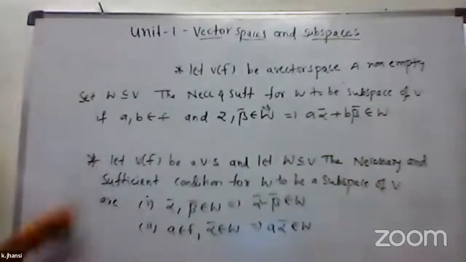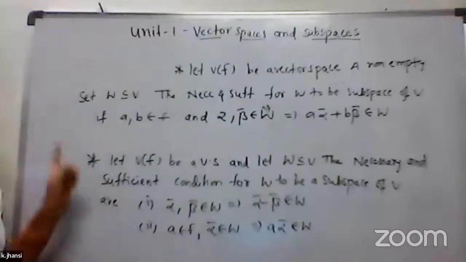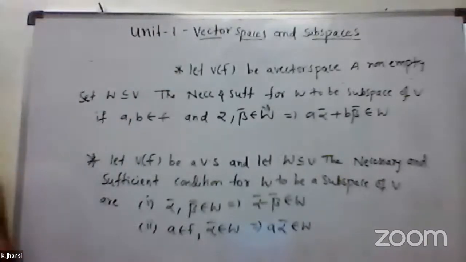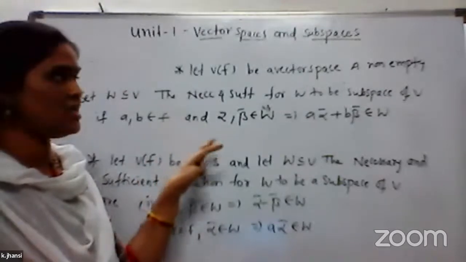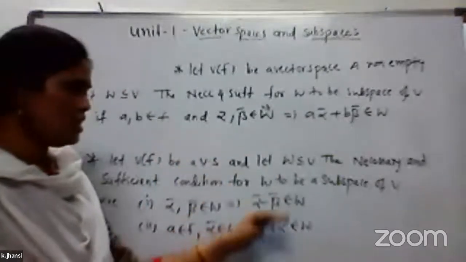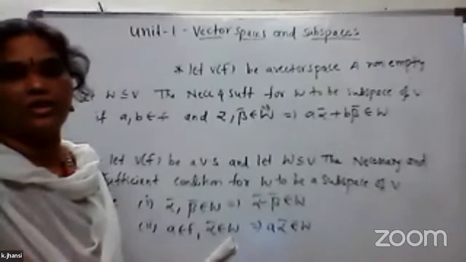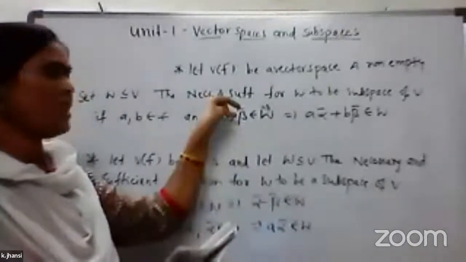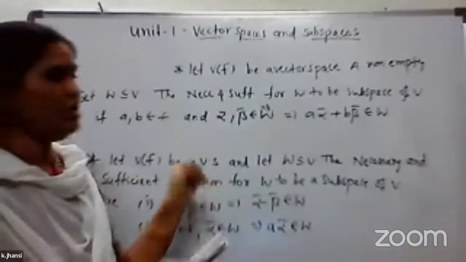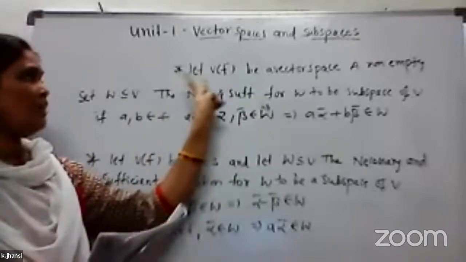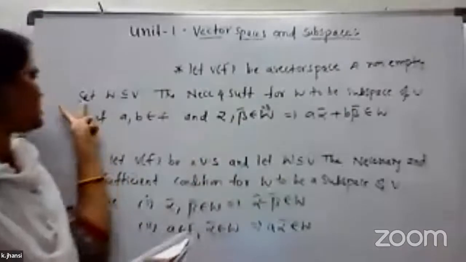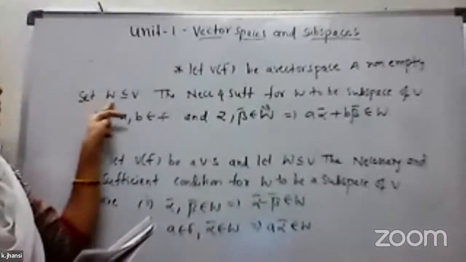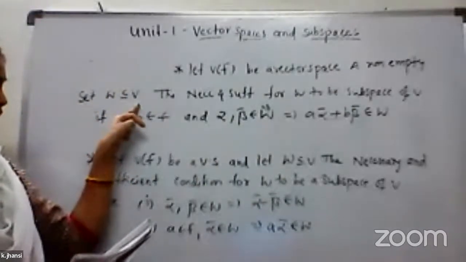Okay. So actually, whatever these two necessary conditions are there, they are the theorems in your unit. Whatever the first unit is there, in that the proof of these two conditions is also there. Okay. That's why these two are given as theorems. Okay. So your second one is: let V of F be a vector space, and a non-empty set W subset of or equal to V.